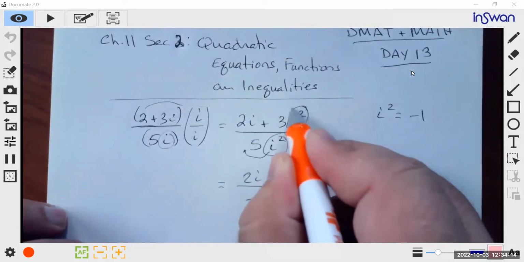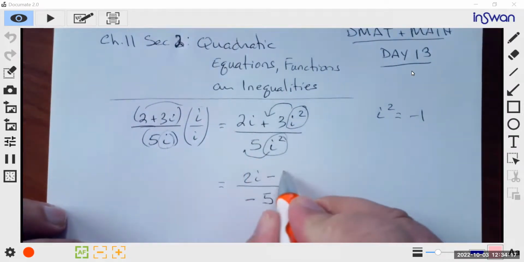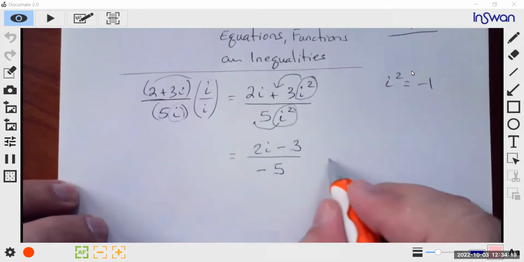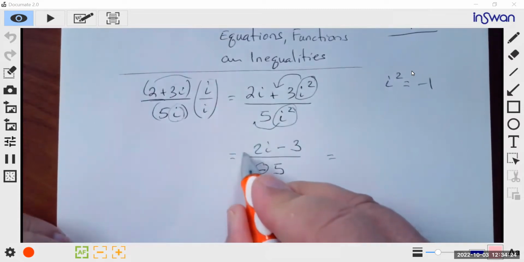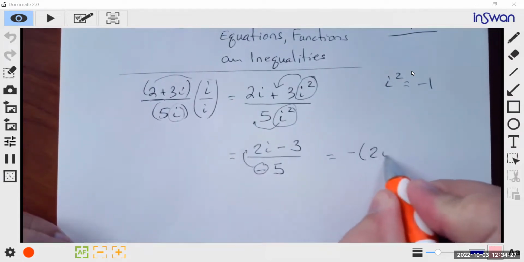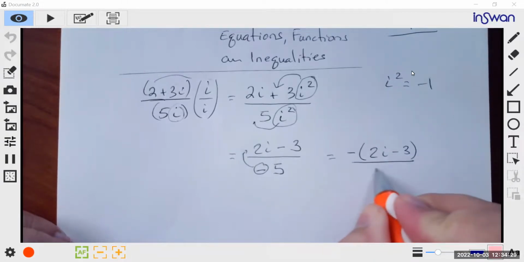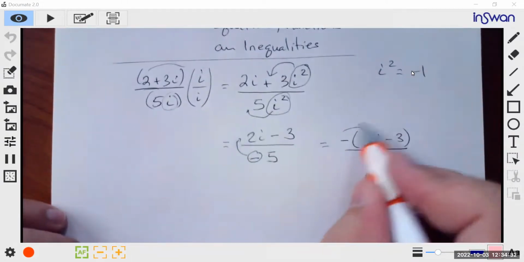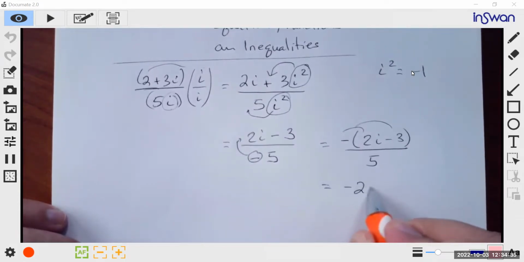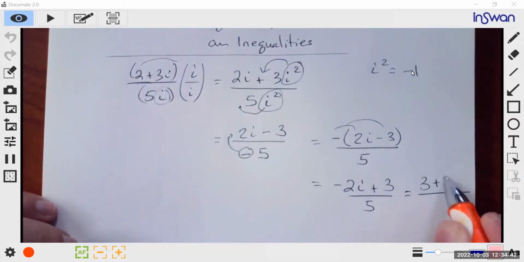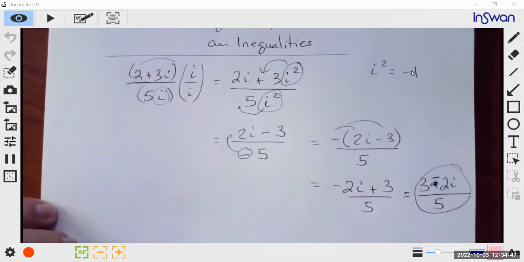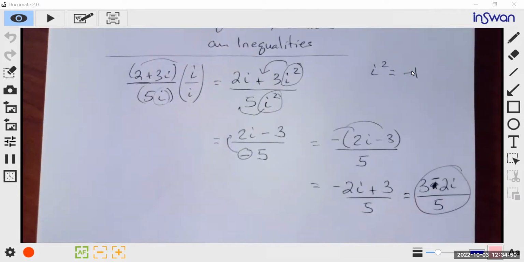This I squared here changes that coefficient sign. So this negative goes up on top, and it changes everybody's sign. We want to have the real number first. And there's your answer. It's 3 minus 2I over 5.